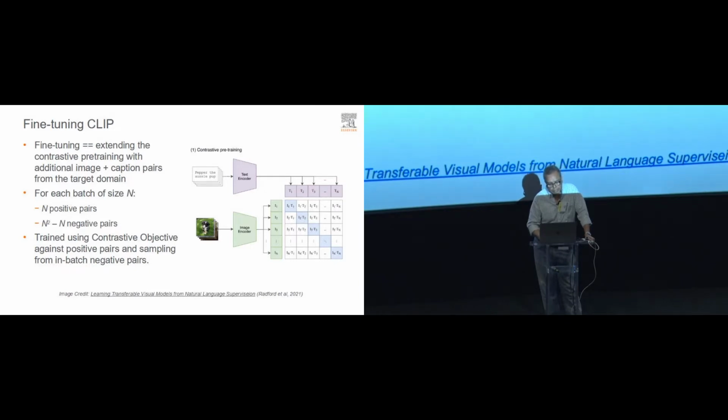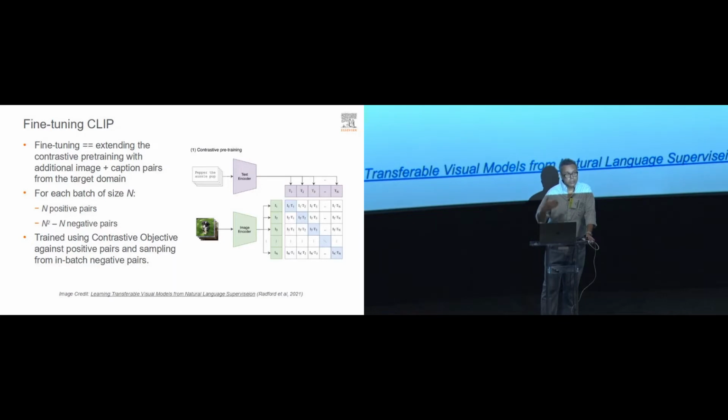And then this goes in as this huge batch size of n by n, right? With everything along the diagonal are positive pairs. So you got n positive pairs, and everything off diagonal are negative pairs. So n square minus n negative pairs. You don't actually use all of them. CLIP decides how much to sample from that. But essentially what you're doing is that you're using all the positive pairs, and you're sampling from this pool of negative pairs.